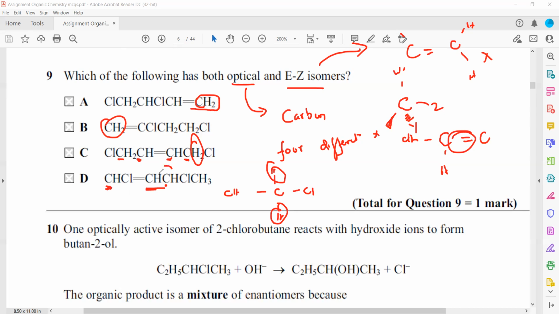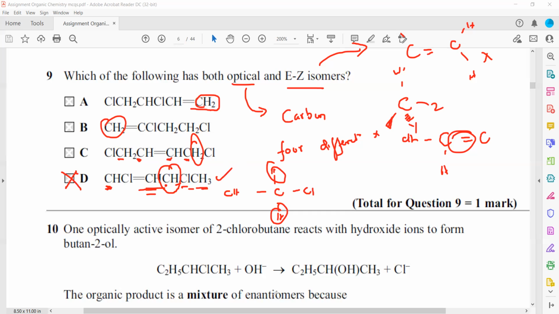This can be a chiral carbon because it is attached to four different groups: hydrogen, chlorine, methyl, and another CH group. So that's why this will exhibit both optical and geometrical isomerism. Is it clear? That's why D is the right answer.